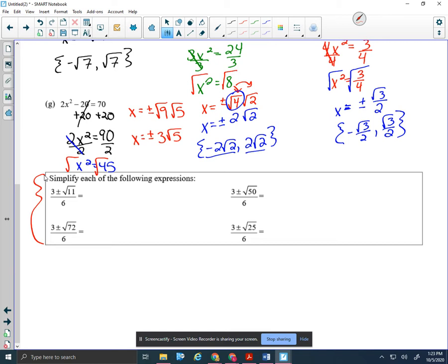The first one is my radical doesn't simplify, so there's nothing I can do. So this answer right here, if we saw something like this, that would be it. We would be done. If we were going to write it in set builder notation, we would have 3 minus radical 11 over 6 and 3 plus radical 11 over 6.